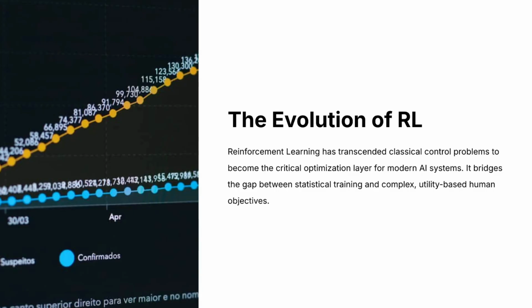Okay, so let's start with this quick context on the evolution of RL. RL has come a long way from its root in solving traditional control problems, things like balancing a pole or controlling a robot's arms. Today, it is at the core of how modern AI systems learn to make decisions in dynamic, uncertain environments. What makes RL so powerful is that it acts as a bridge between two worlds: the statistical training we see in supervised learning and the real-world goals that involve human preference and utilities. In other words, RL helps AI not just predict outcomes, but also decide what to do to achieve the best possible result, whether that's optimizing energy use, improving recommendations, or aligning the model output with human values.